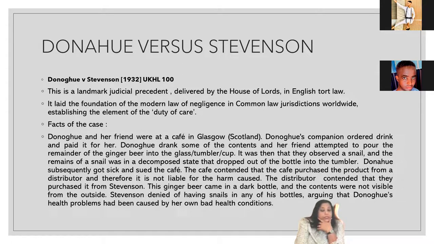Now let's go to the interesting facts of the case. There was a lady called Donahue. She went out with her friend to a cafe in Glasgow, Scotland. Donahue's friend ordered a drink for her. It was a ginger beer, and actually a ginger beer and an ice cream, which is not mentioned here. So they ordered a ginger beer and the friend paid for it.